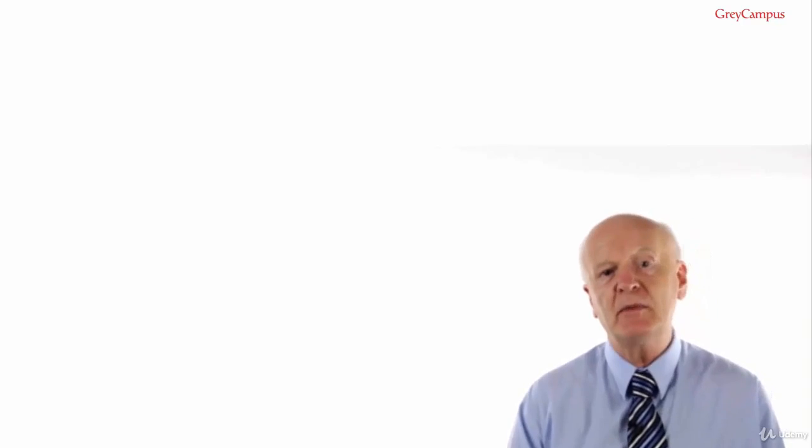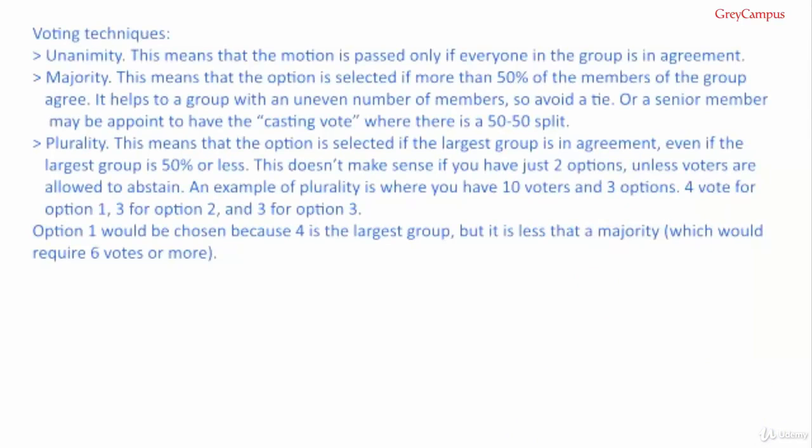Now back to voting. This is a common method for allowing a group to make decisions even if there is a level of disagreement within the group. There are 3 common techniques which I've actually covered previously, but I do see them in the exam pretty often. The first is unanimity, meaning being unanimous. This is where everyone in the group has to be in agreement or the motion isn't carried.